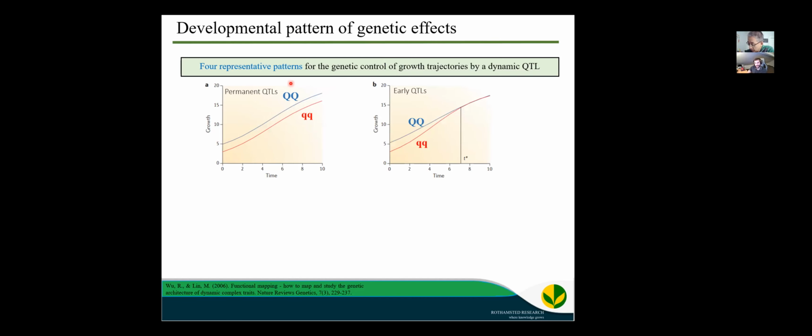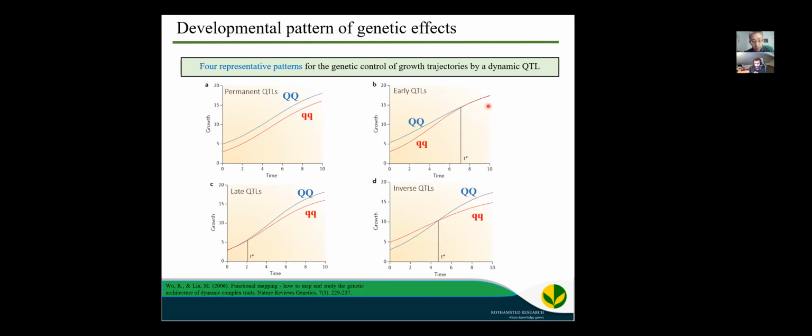And the second he called early QTLs, expressed at the early stages, and then it turns off at late stages. And then you have the late stage, which is the opposite, the other way around, which doesn't have many effects in the beginning, but you have this large effect in the end. And you have the inverse QTL genotype for this. It's a way to find out what's going on with your population and the QTL that you found.